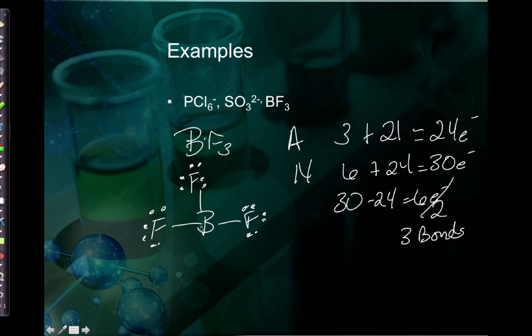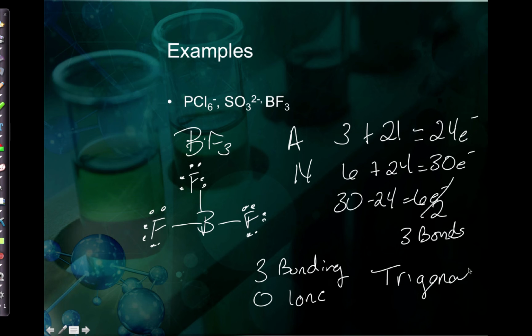So to determine my shape, I look at boron. I say, okay, 1, 2, 3, 3 bonding pairs, and 0 lone pairs. Well, if I look that up on my chart, which you should be doing, you would see that this is trigonal planar.